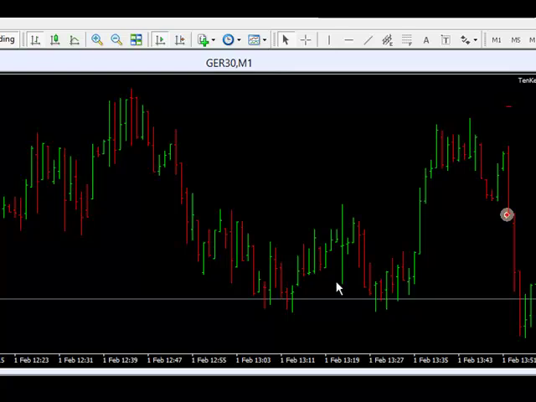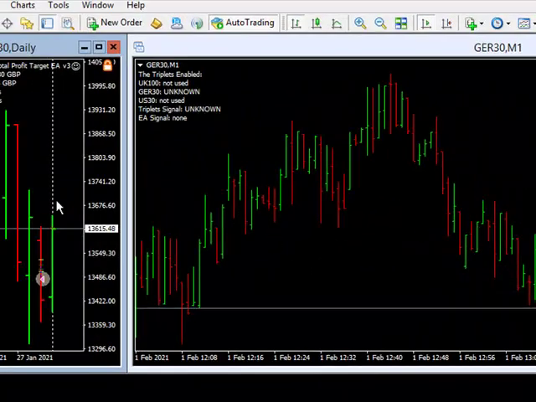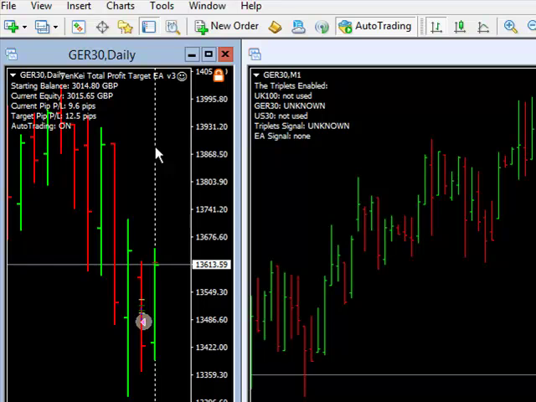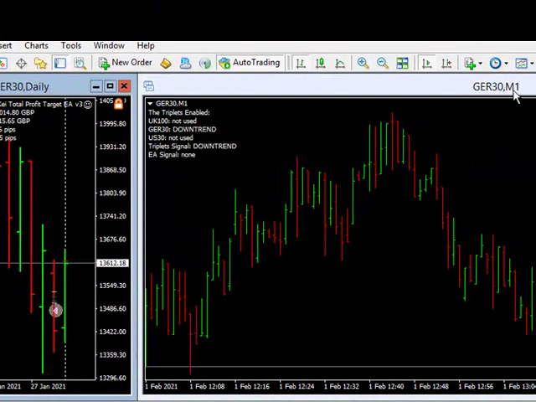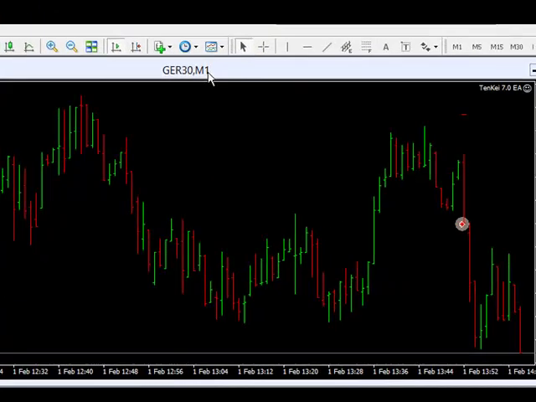So some things I want to show you, such as let's go back and look again at the TenKei Total Profit Target, which is over here. Now, I say over here because this is where I put it. I have at present two charts, which would be the Germany daily chart and the Germany 1 minute chart. So it clearly says here daily, and it says here M1, which means it's a 1 minute chart.